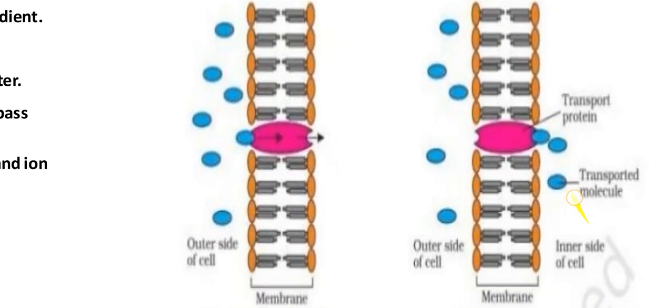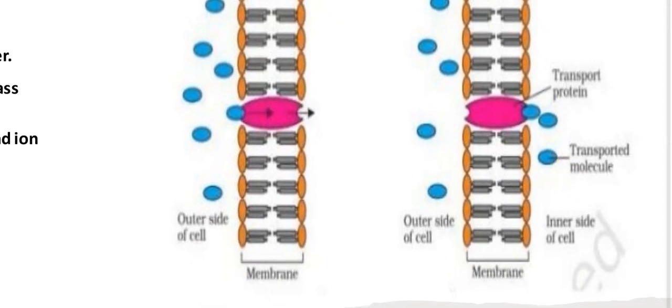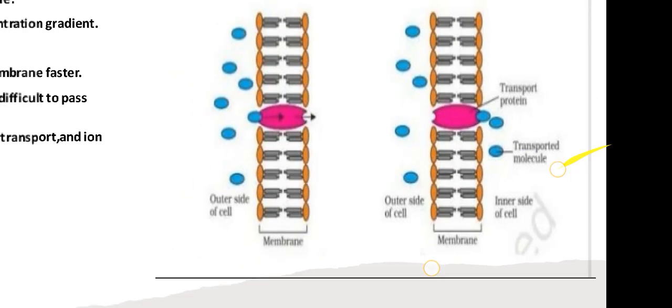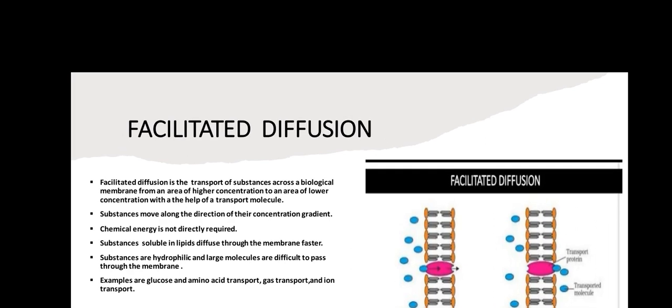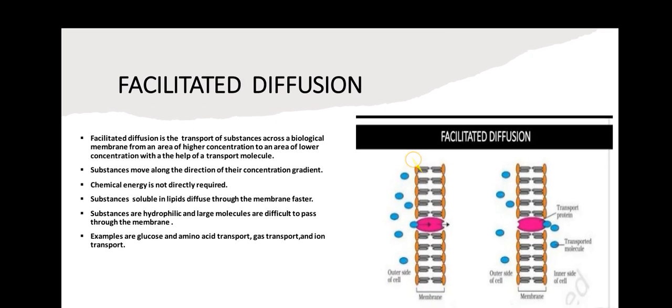Facilitated transport. A transport protein will be there. So the transported molecule enters into the inner side of the cell. Facilitated diffusion doesn't need energy. Chemical energy is not required.